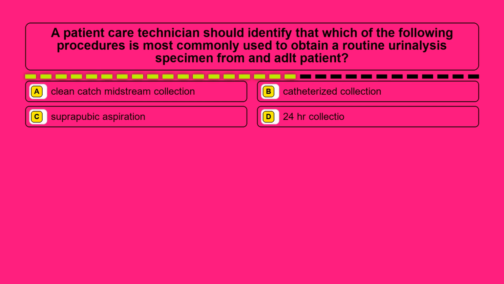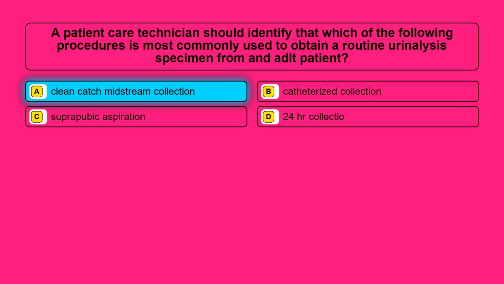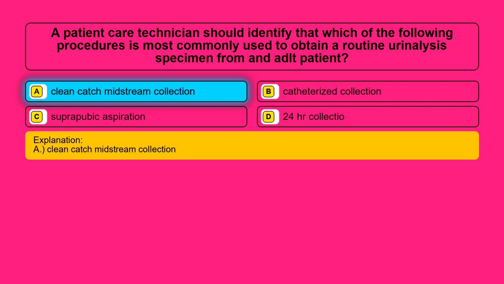Question 37. A patient care technician should identify that which of the following procedures is most commonly used to obtain a routine urinalysis specimen from an adult patient. Option A, clean catch midstream collection. Option B, catheterized collection. Option C, suprapubic aspiration. Option D, 24 hour collection. The correct answer is option A, clean catch midstream collection.